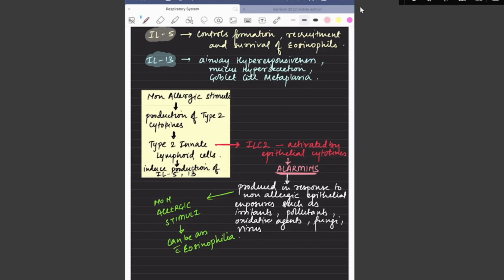The non-allergic stimuli cause production of type 2 cytokines. The type 2 innate lymphoid cell causes production of interleukin 5 and 13. And this type 2 innate lymphoid cell is actually activated by epithelial cytokines, the alarmins, which are released in response to a non-allergic epithelial exposure, such as irritants, pollutants, oxidative agents, fungi, and viruses. This is a non-allergic stimulus and can be associated with eosinophilia.